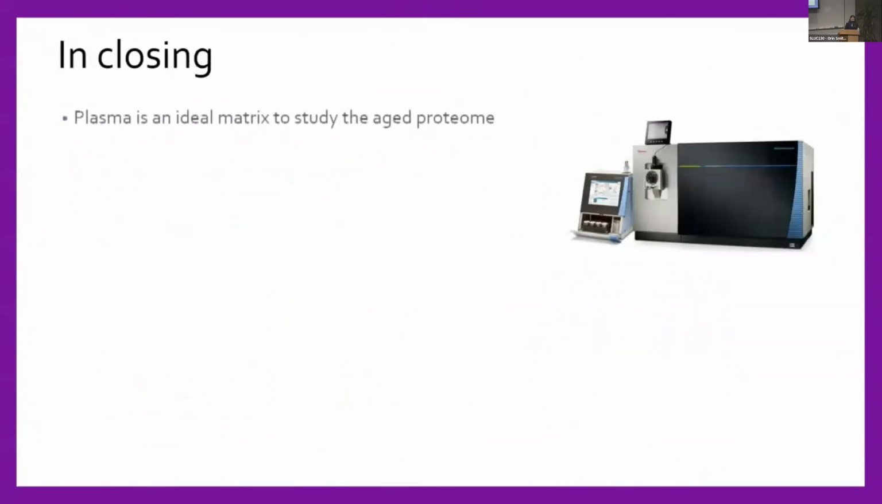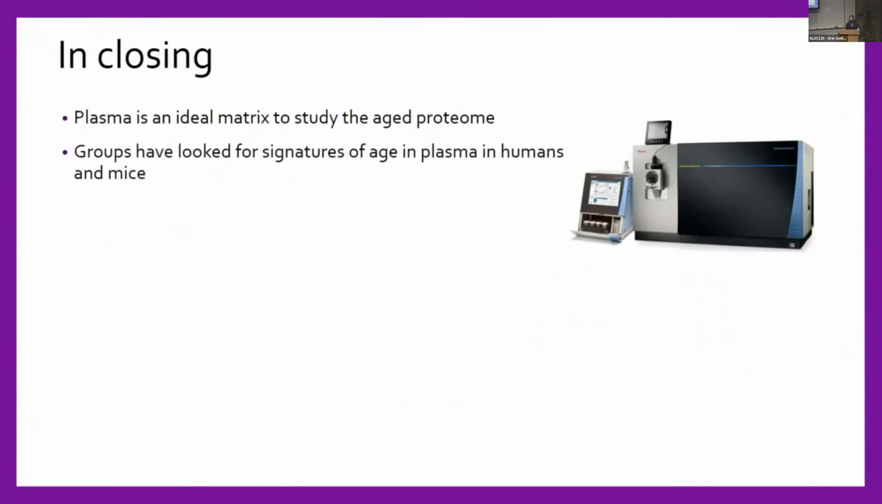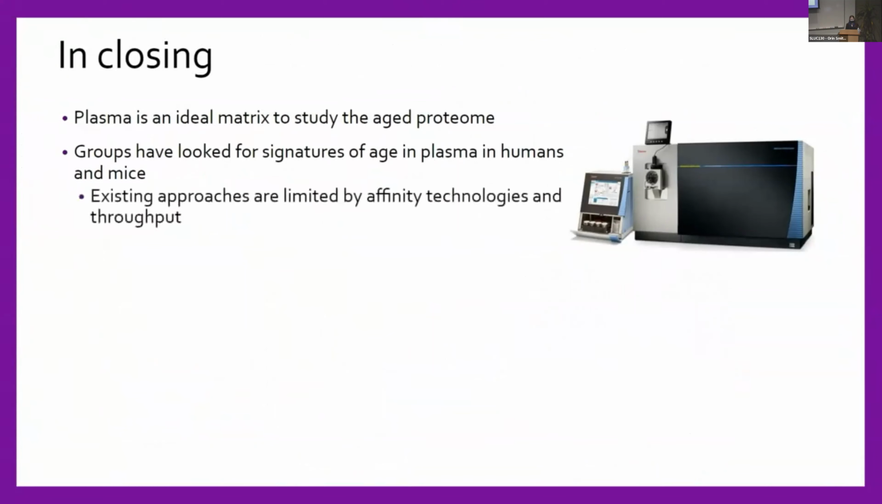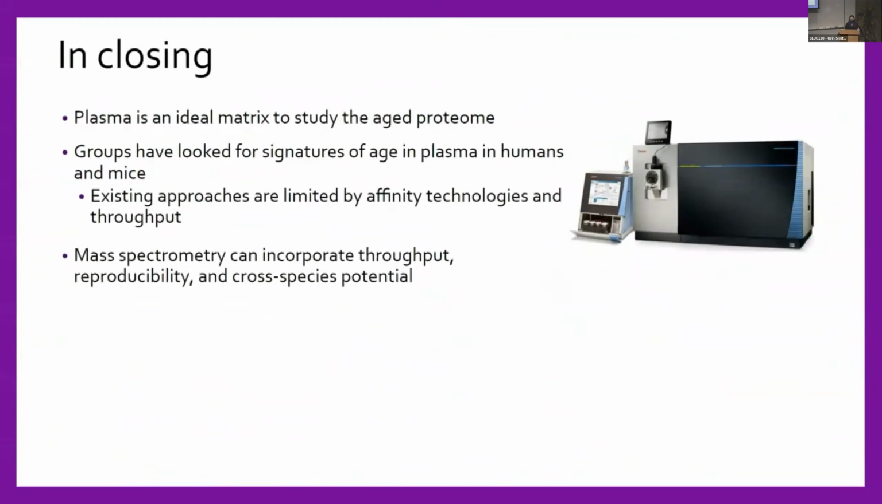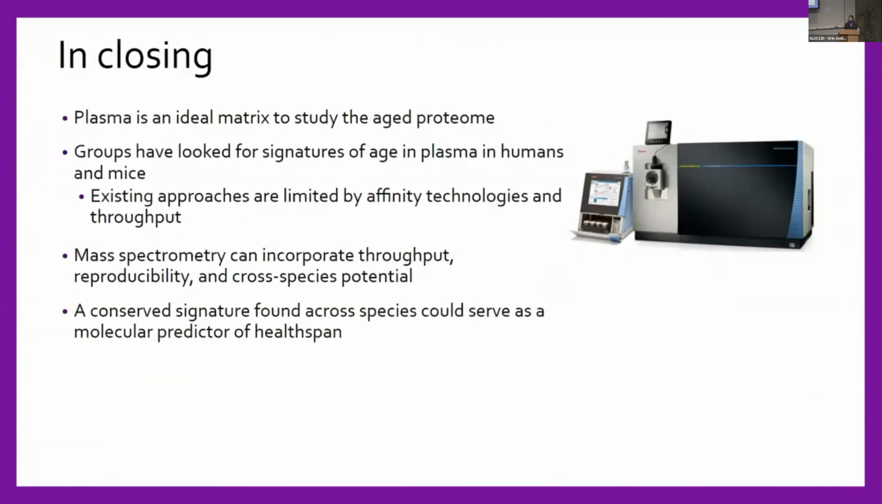So in closing, we talked a little bit about why plasma is a great matrix to study the age proteome and what limitations are associated with it. We talked a little bit about previous work that other groups have done into looking for a signature of aging. And we talked about how mass spectrometry can incorporate throughput, reproducibility, and the cross-species potential that is currently lacking in the literature. And we're hoping that if we can identify a conserved signature of age across these species, maybe someday down the road, this could translate to a molecular predictor of health span.